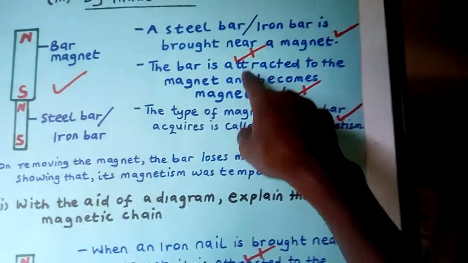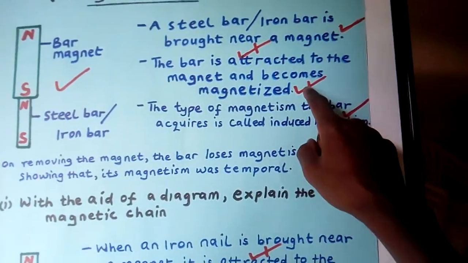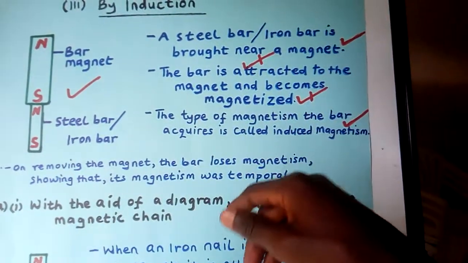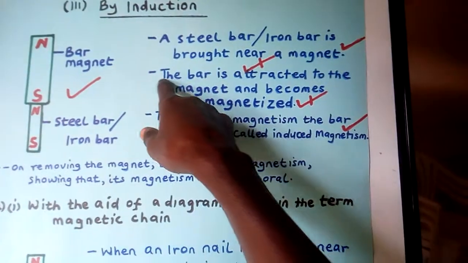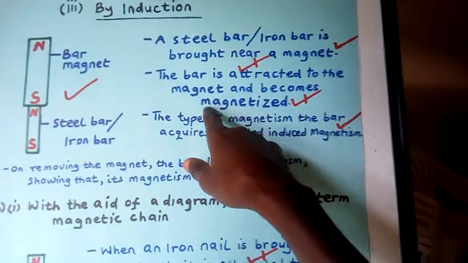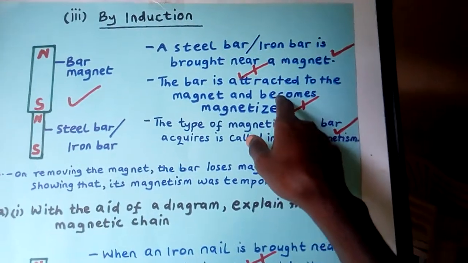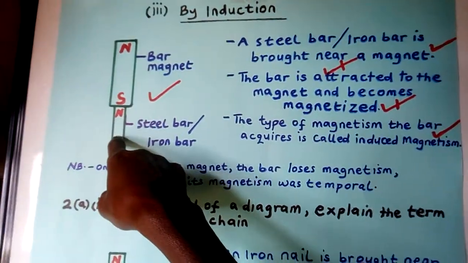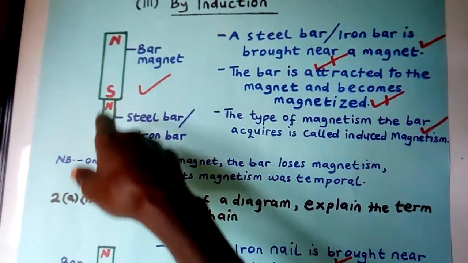So this is an observation. It gets attracted, and then it becomes what? Magnetized. So when you are describing this, this is where you earn yourself what? Marks. The first statement is you bring the steel bar near the magnet. The second one, you tell us what happens. You will see the steel bar being attracted, and then it becomes a magnet. It becomes magnetized. So this type of magnetism, we have said this bar magnet gives magnetism to the steel bar. So the steel bar is attracted, and then secondly, it is magnetized. So one side becomes north, one side becomes what?